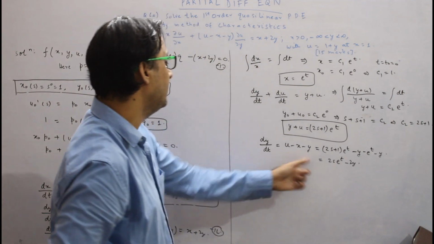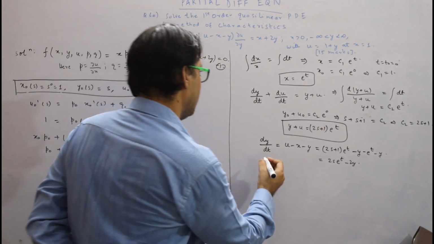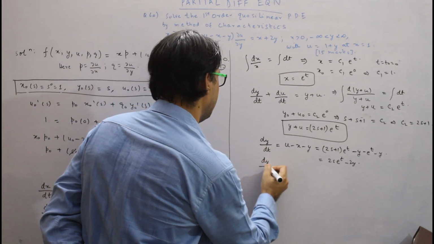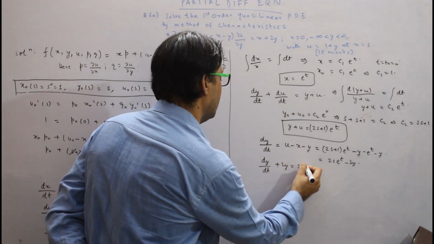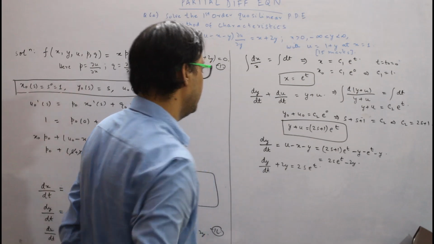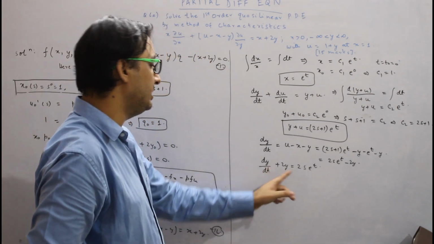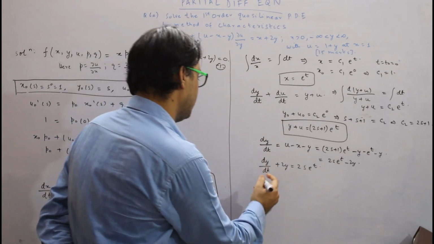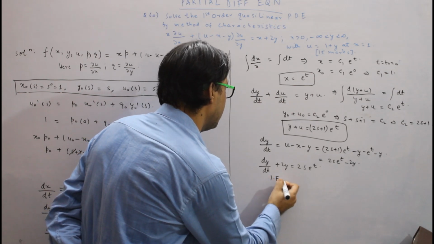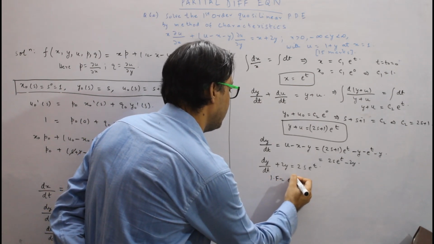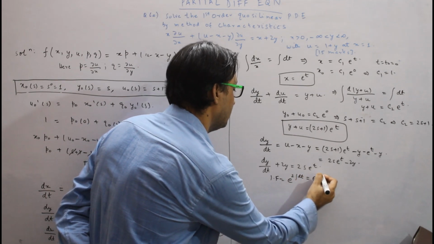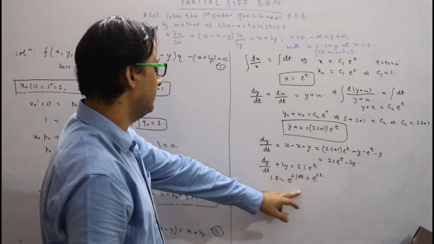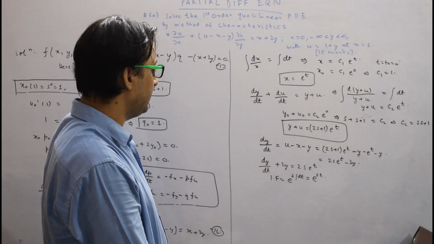So we are getting a linear differential equation, that is dy by dt plus 2y is equal to 2s e to the power t. Okay, so this is a linear differential equation of first order. So I can write the integrating factor. This is e to the power integral of 2 dt. So this is e to the power 2t. Okay, so we have got our integrating factor.